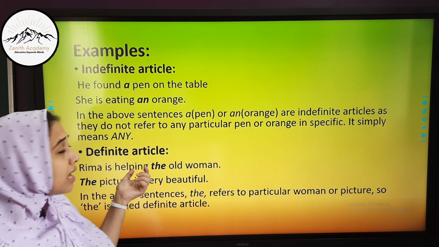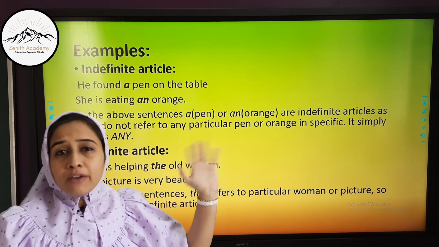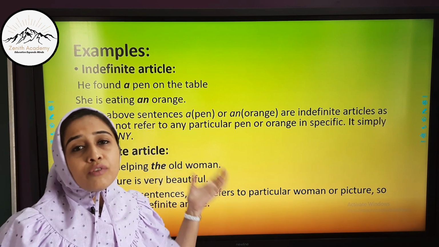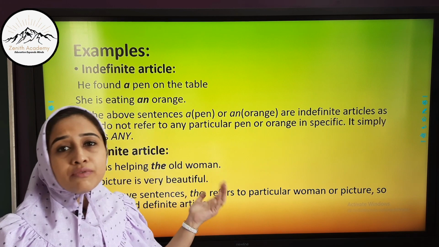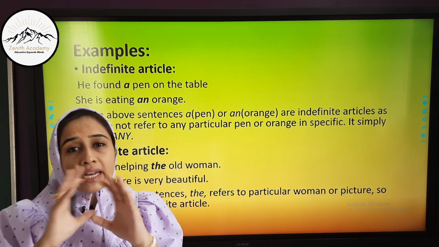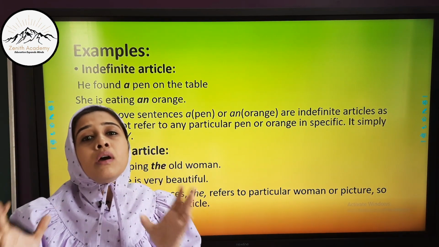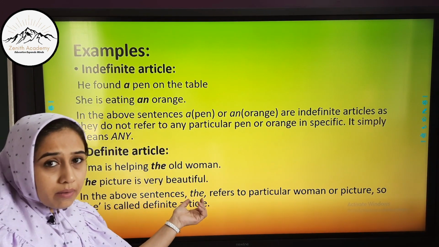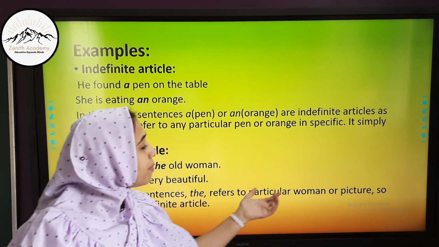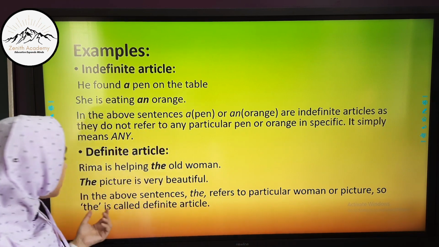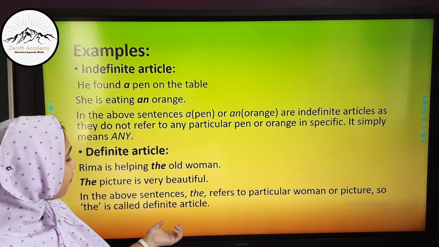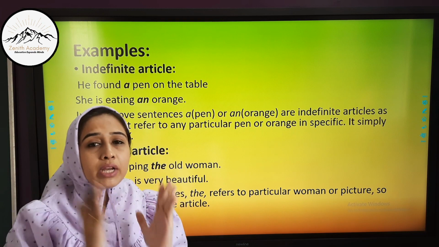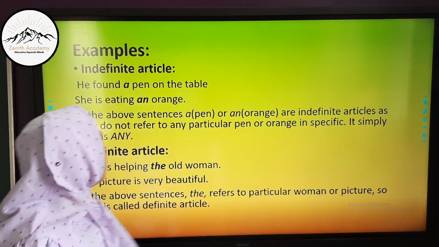When I say Rima helped a woman, it might be any woman whom Rima helped. Here she is helping the old woman. So we come to know two things about the woman, that she was old, and one particular woman, you get a clear picture about the woman who got help from Rima. In the above sentences, the article the refers to a particular woman or picture, so it is called a definite article. So definite and indefinite literally means whether you get an idea of a particular object or not. Let's move ahead.